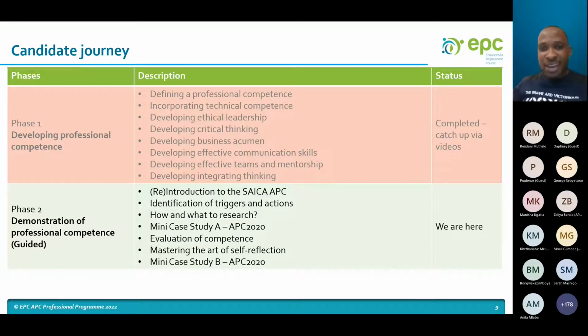So we gave it to them. We sat with them to help them identify triggers, to say, what really is a trigger? How do we help you identify a trigger? We did it with them.